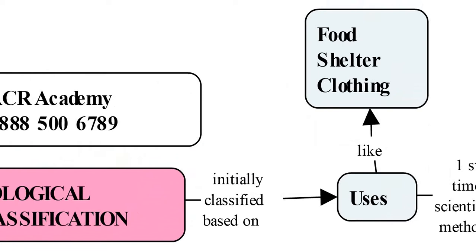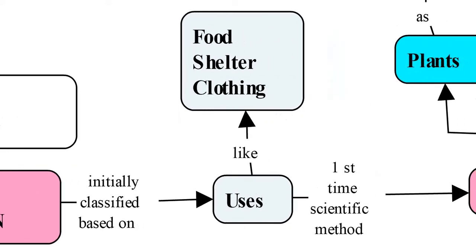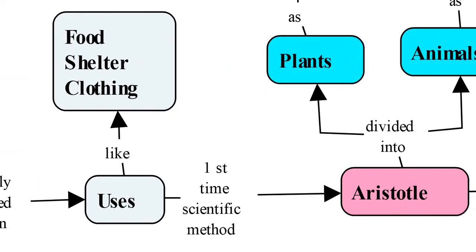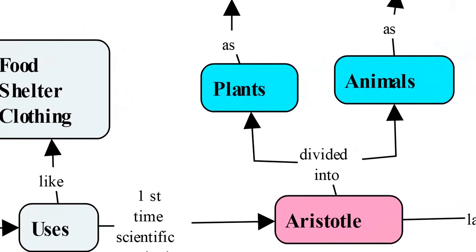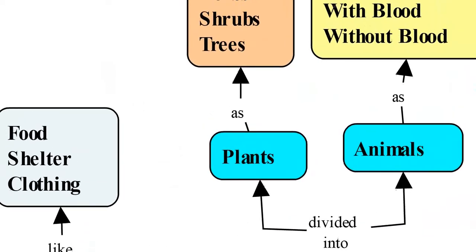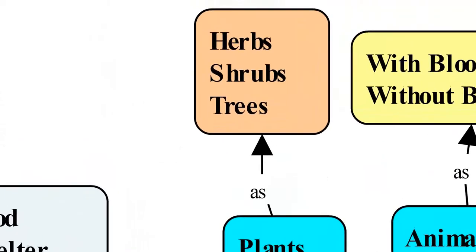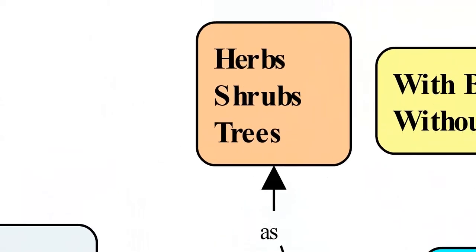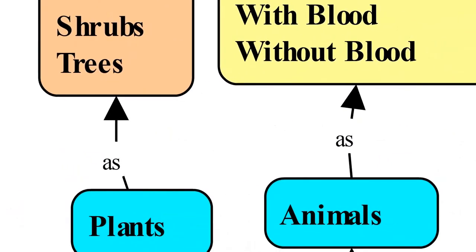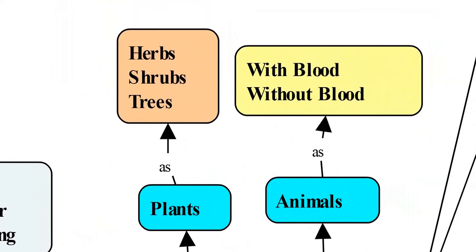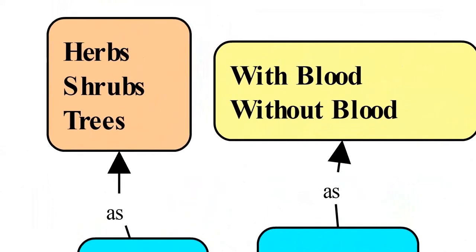Then coming to the history of biological classification, initially people started classifying organisms based on their uses, like the animals which give us food, the organisms providing us shelter, as well as based on clothing. For the first time, Aristotle started classifying organisms into plants as well as animals with some scientific inputs. Further, he classified plants into herbs, shrubs, as well as trees. In the same way, in the case of animals, he classified animals with blood as well as animals without blood.